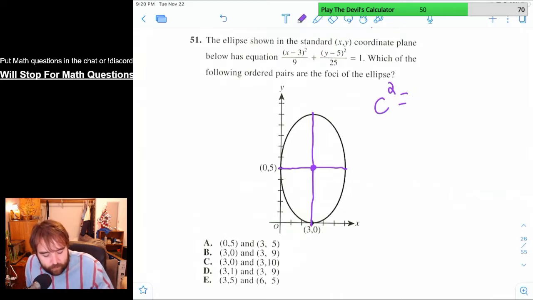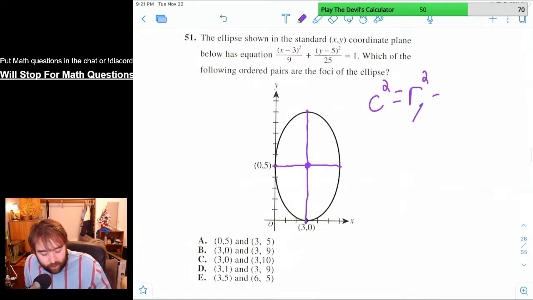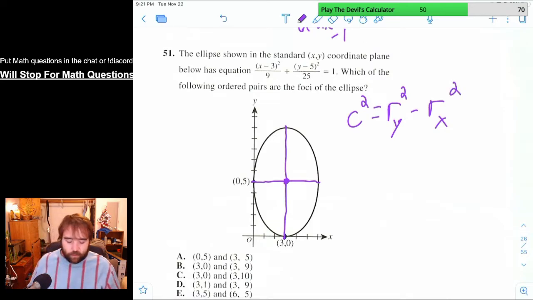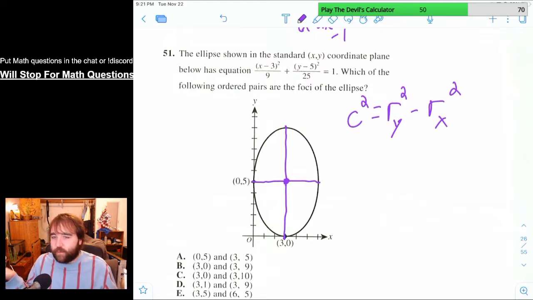So for the ellipse, to find the c value, you've got to subtract them. And of course, you've got to do the bigger one minus the smaller one. Otherwise, it would be negative. But you can't have a negative being something squared. So you got to subtract. You do the bigger minus the smallest, ry squared minus rx squared. If it was a hyperbola, it would be ry squared plus rx squared.